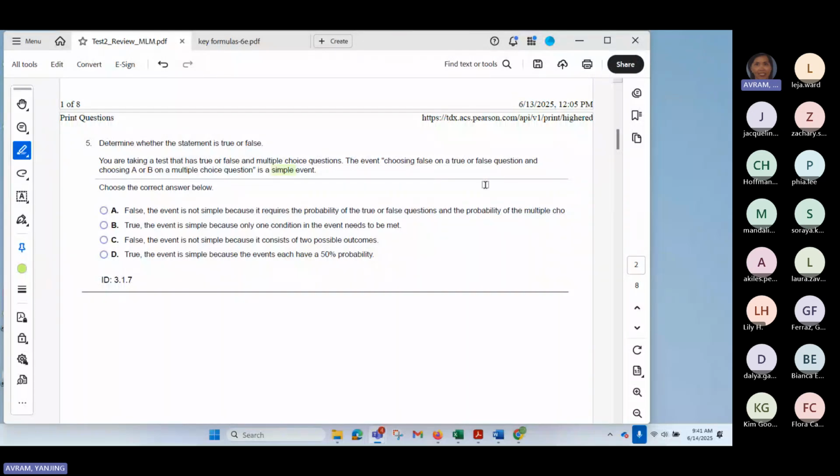So you're going to have two outcomes in here. One is choosing true or false on a true or false question. The other outcome is choosing A or B on a multiple choice question. So basically, this event has two outcomes. So that means it's false. Choosing false is correct, but the event is not simple because of the probability of the true or false question and the probability of the multiple choice question.